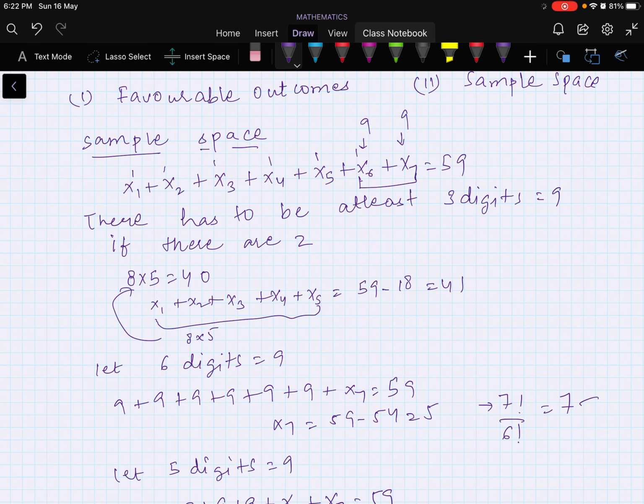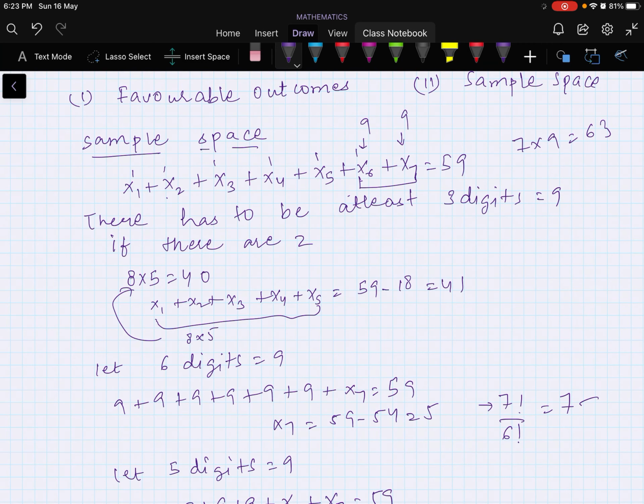Here the sum of the digits is given as 59. Now 59 is a big number. The maximum the sum of the digits can assume is 7 into 9 equals 63, assuming all digits have value 9. Now I am saying there have to be at least 3 digits whose value equals 9. Suppose only 2 digits are 9, say x6 and x7. Then x1, x2, x3, x4, x5 can assume a maximum value of only 8, since only 2 digits have the value 9.